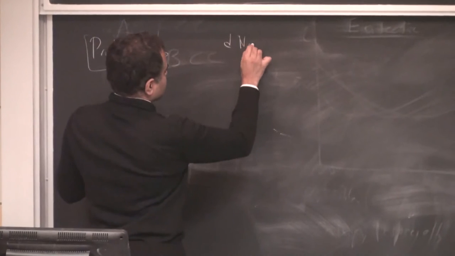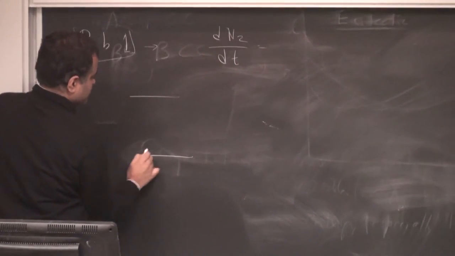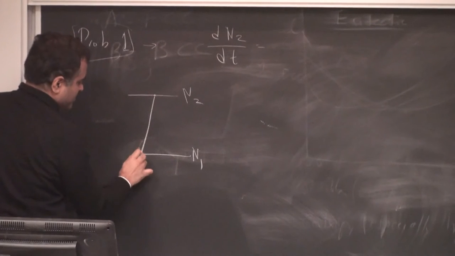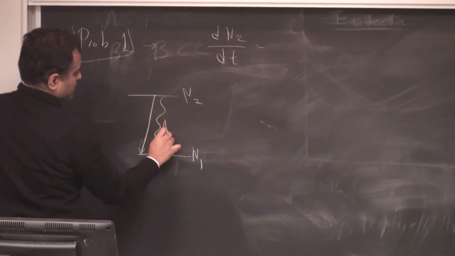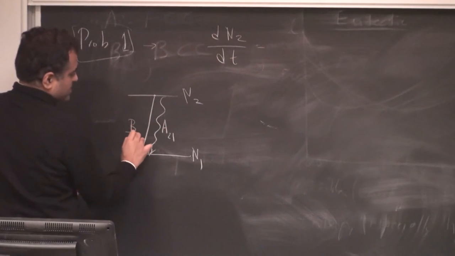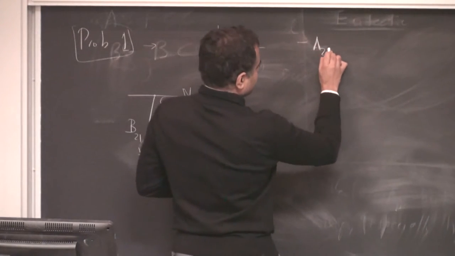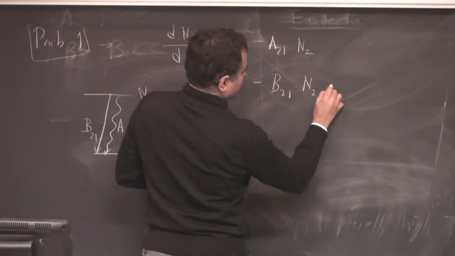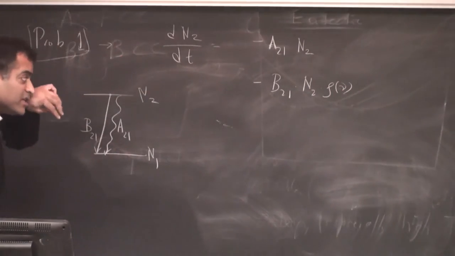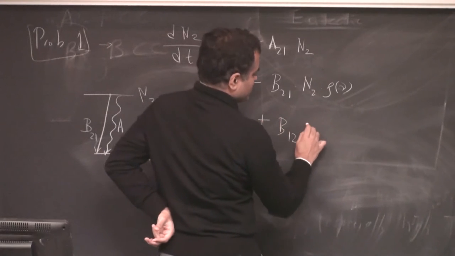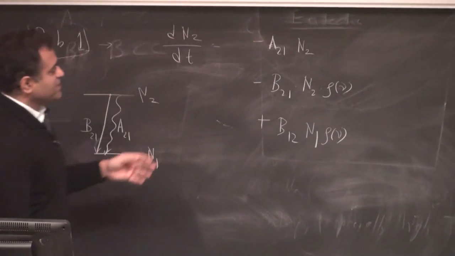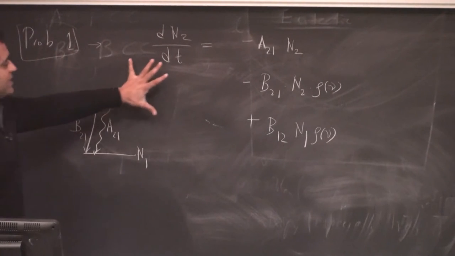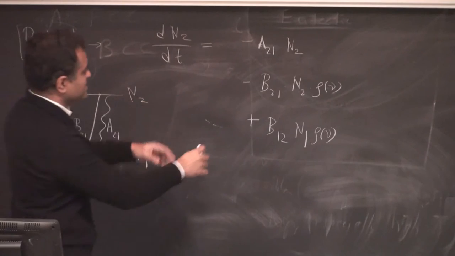Just to remind ourselves, if I have this atomic situation with N2 atoms in the excited state and N1 in the ground state, you have three processes, out of which we are talking about two now: the spontaneous emission and the stimulated emission. So you have a rate of decay. I'm going to write it down again because we're going to use it today in the class. Times N2 times the photon field is the stimulated emission, and plus B12 N1 times the photon field is the absorption. Right? So it's probably the most important equation in this course, and it should be clear what all these terms mean, right?